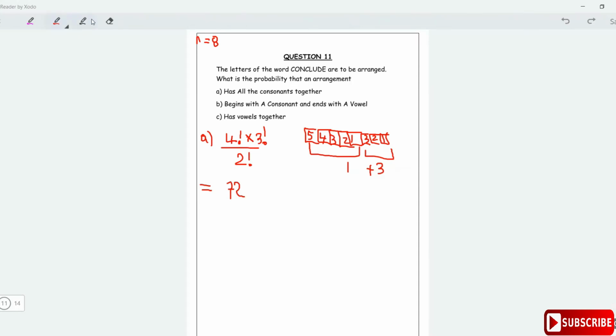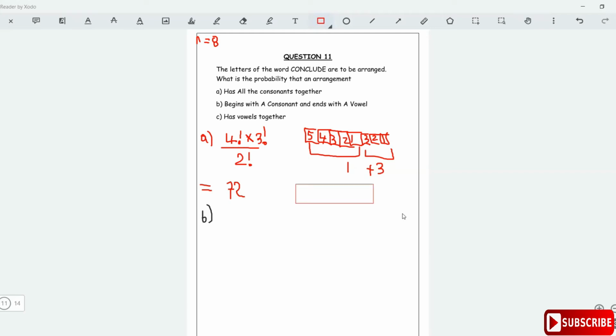Part B says, what is the probability that it begins with a consonant and ends with a vowel? So it begins with a consonant and ends with a vowel. Pretty much what you want is you draw up your 8 boxes again. I don't like how I'm drawing the box, so I'm gonna get the real thing, the real box. Here's a real box.